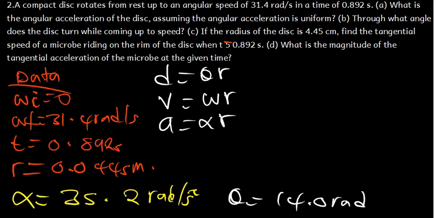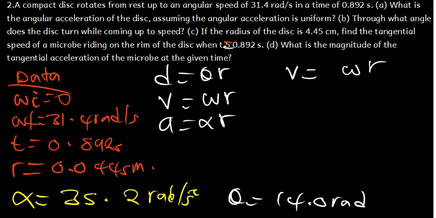find the tangential speed if the radius of the disk is 4.45 centimeters. Find the tangential speed of the microbe riding on the rim of the disk when t is equal to 0.892. So when t was equal to 0.892, the speed was 31.4. We want to find the tangential speed. The tangential speed is the same as the linear speed. So linear speed is given by the angular speed times the radius.